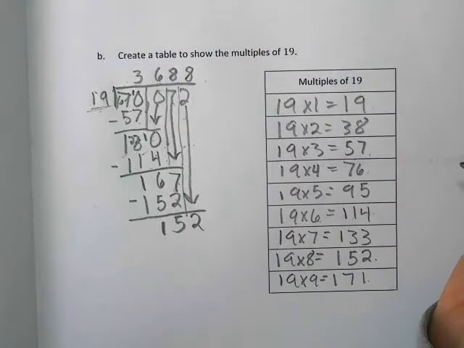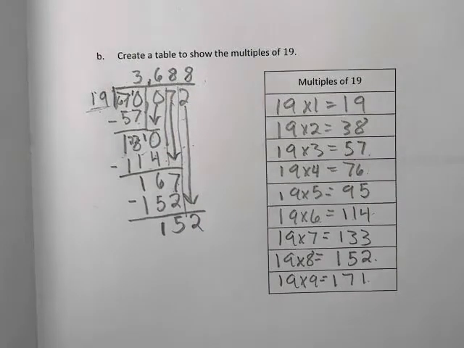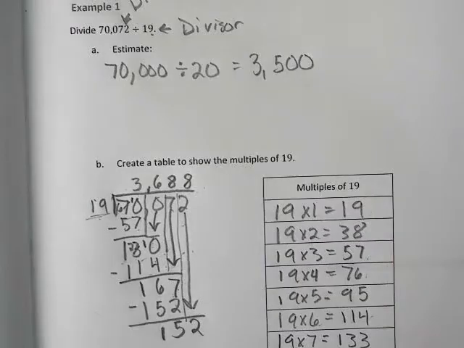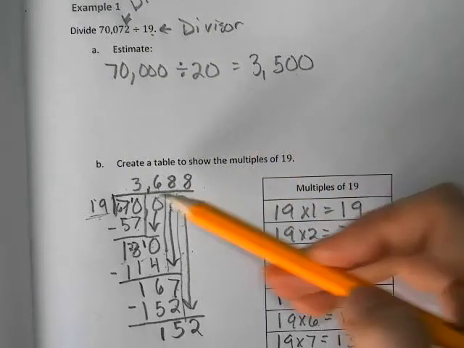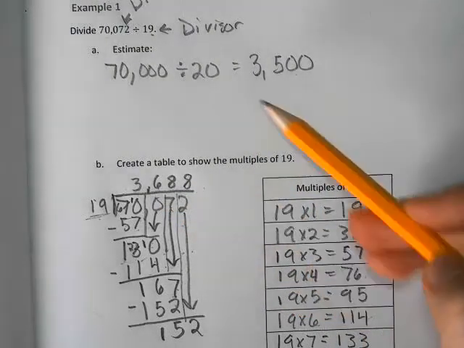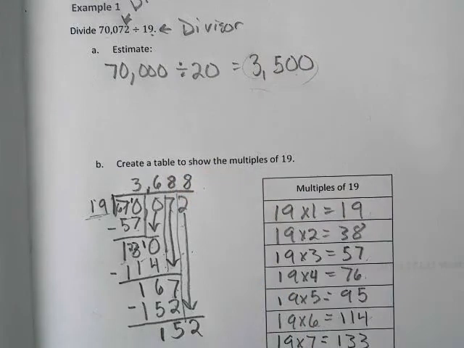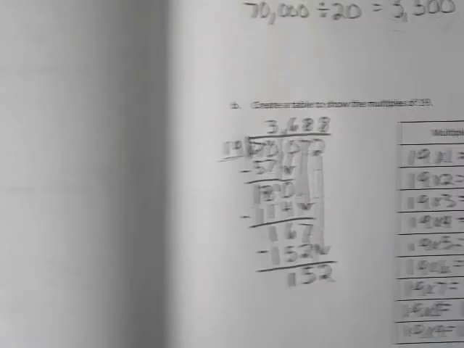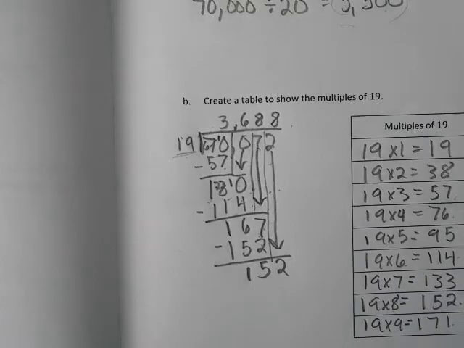And so your answer is 3,688. If I compare that to my estimation, that's really close. 3,500, 3,688. My estimation lets me know this answer does make sense, and it is correct. And I'm going to know it's correct, so I'm going to check it with my calculator.